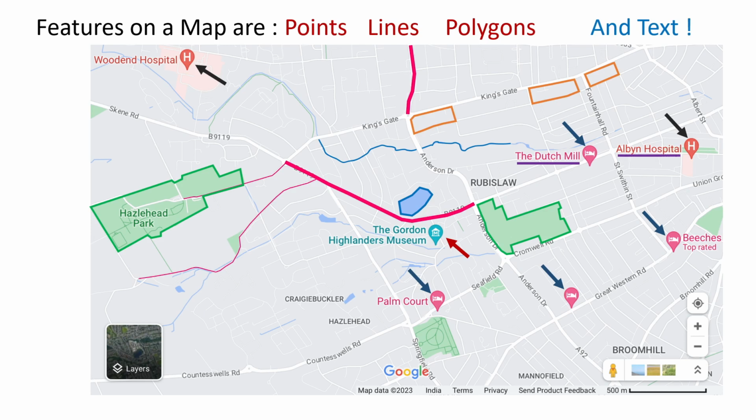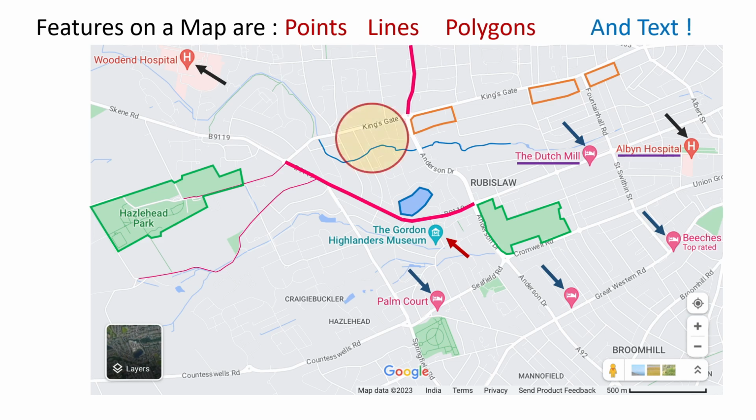But then without text, all of this would not have any meaning. We would not be able to make out any sense on this particular map. So this is just a small introduction about the features that we commonly find on a map. Just 3: points or lines or polygons, and of course text.